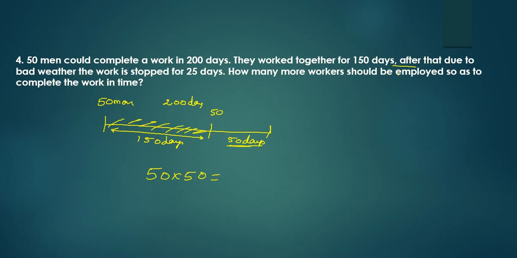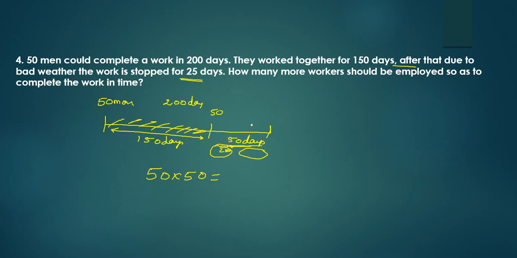But what happened after 150 days? Due to bad weather, the work is stopped for 25 days. How many more workers should be employed so as to complete the work in time? So they haven't worked for 25 days out of 50 days. But in 25 days, you have to do the remaining work, because actually they have to complete the work in 50 days. As they haven't worked for 25 days, still how many days are left over? 25 days. In these 25 days I have to complete the work.